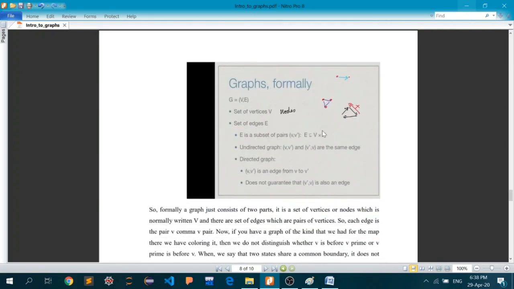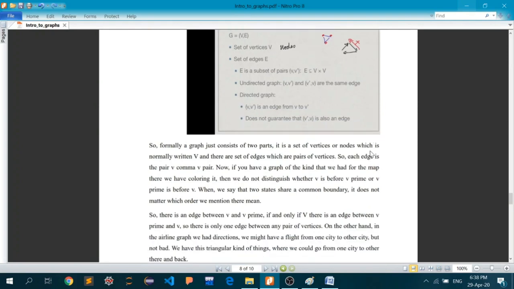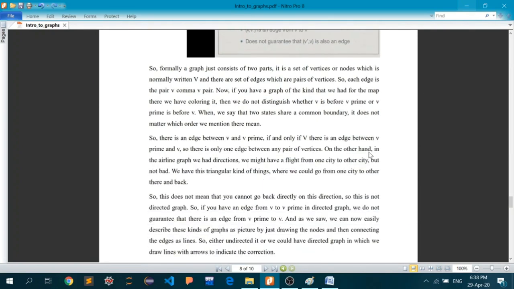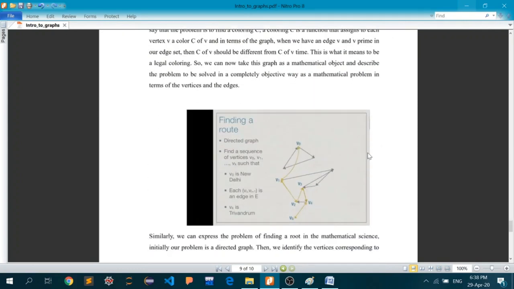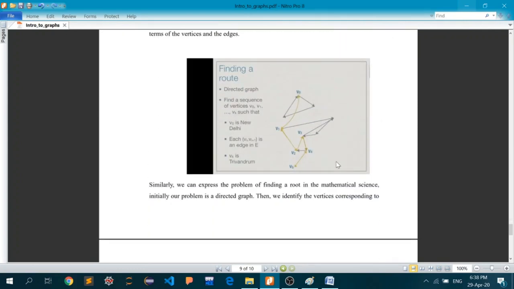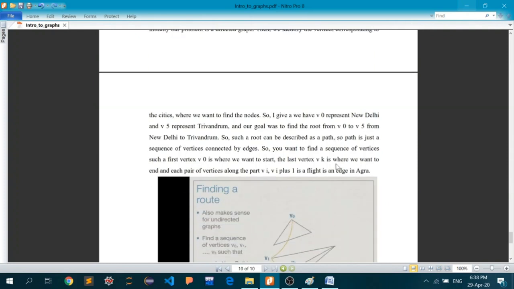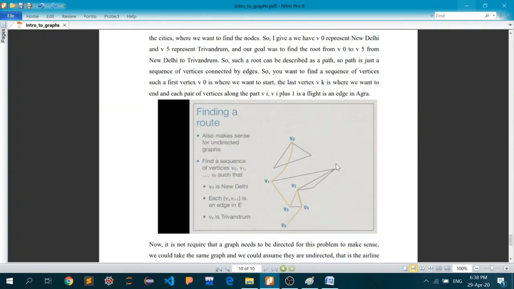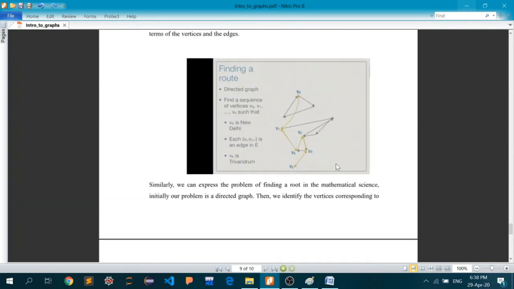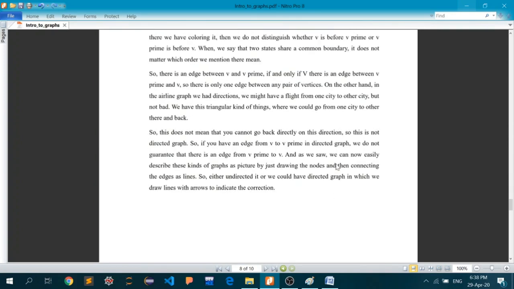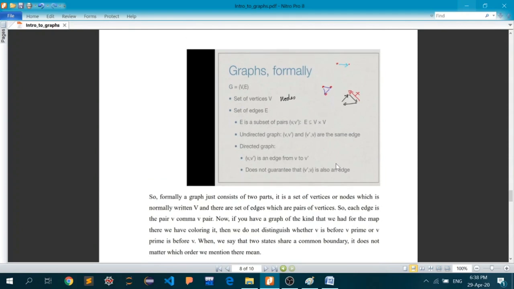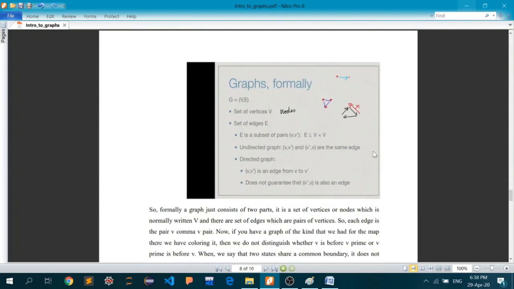So you can get the intuition. We have already seen the example, so we can skip that. We have discussed all these things already. You can just read it out. There's no such difficulty you will face.